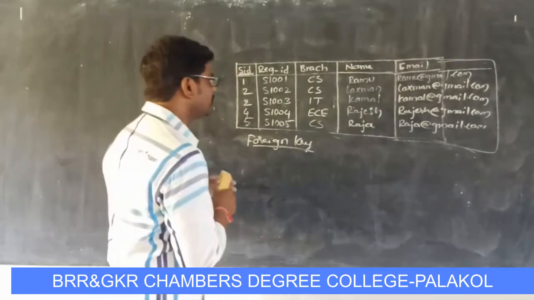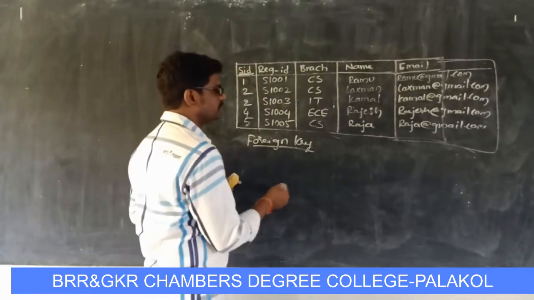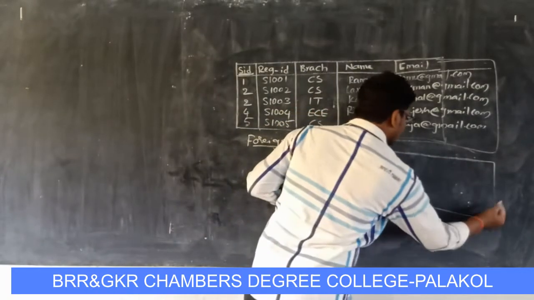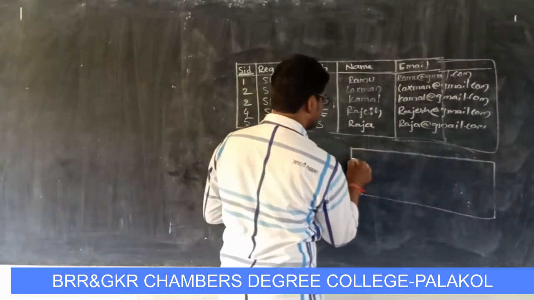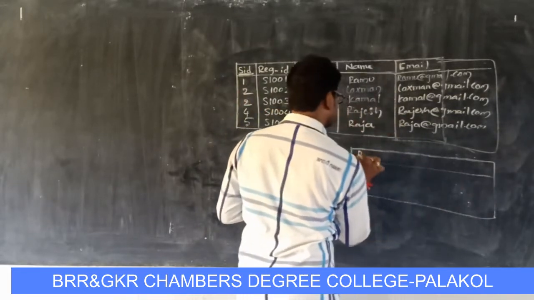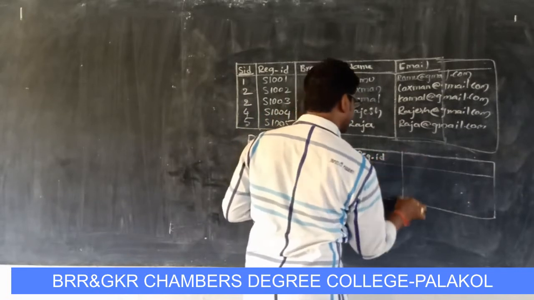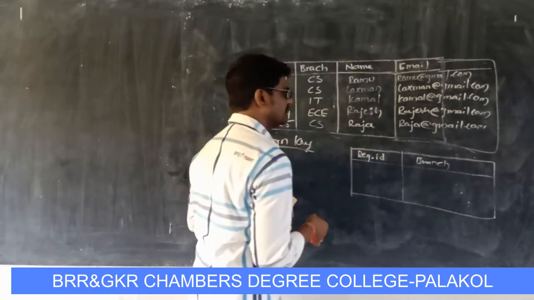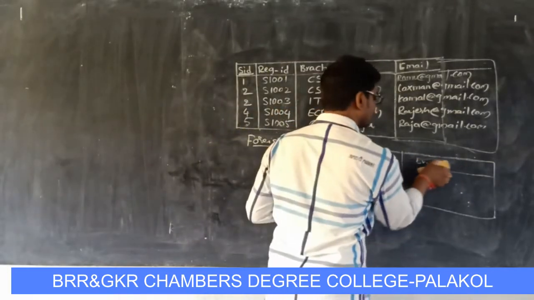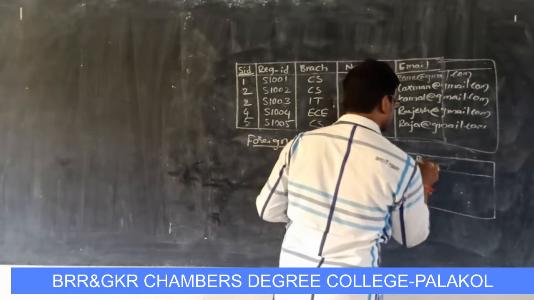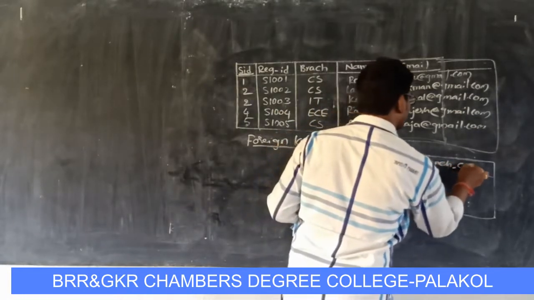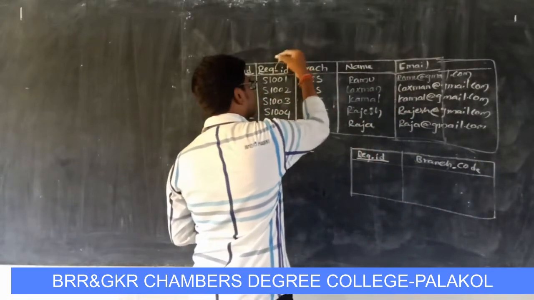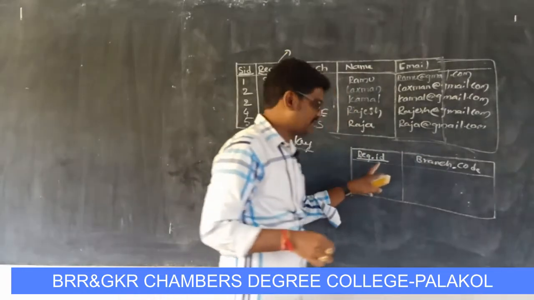For example, if you take another table with registered ID and branch code. For example, this is the registered ID, this is the registered ID. So this is the primary key and this is the foreign key. So foreign key values.